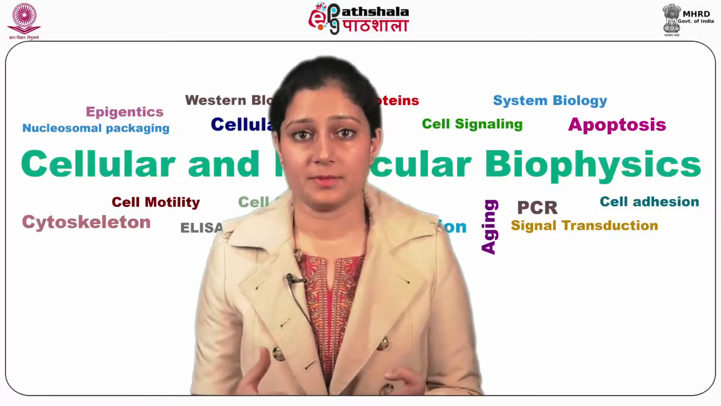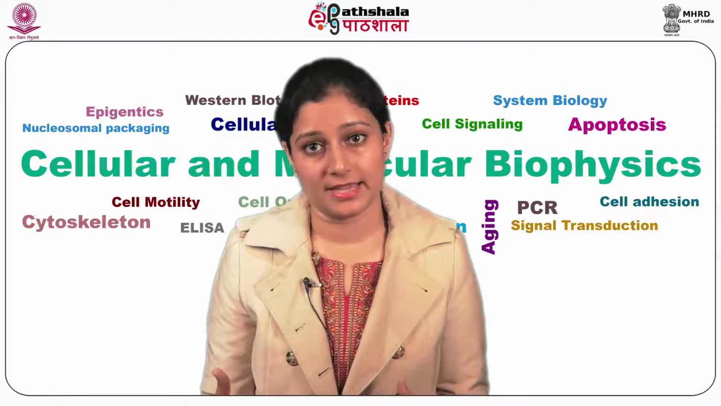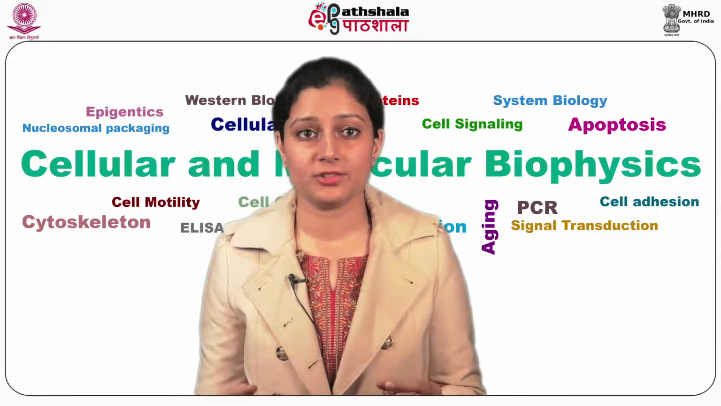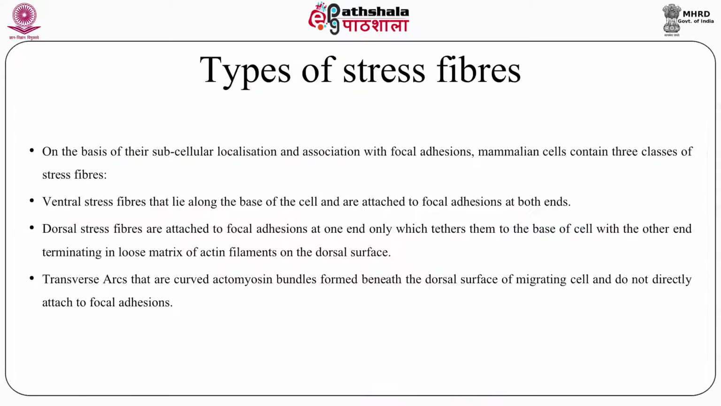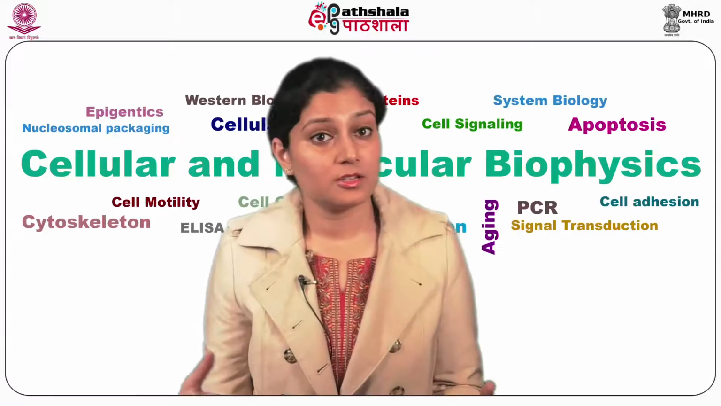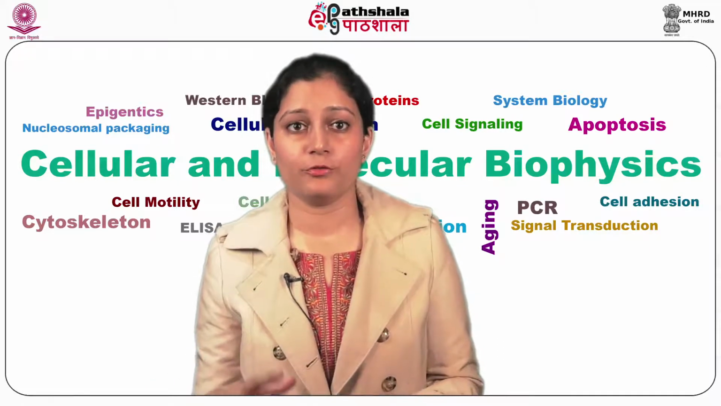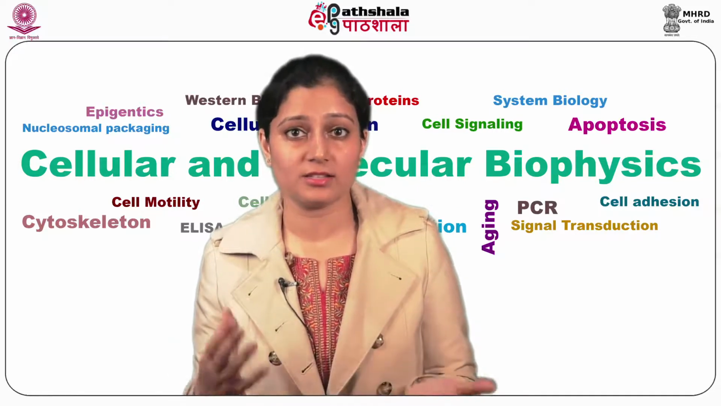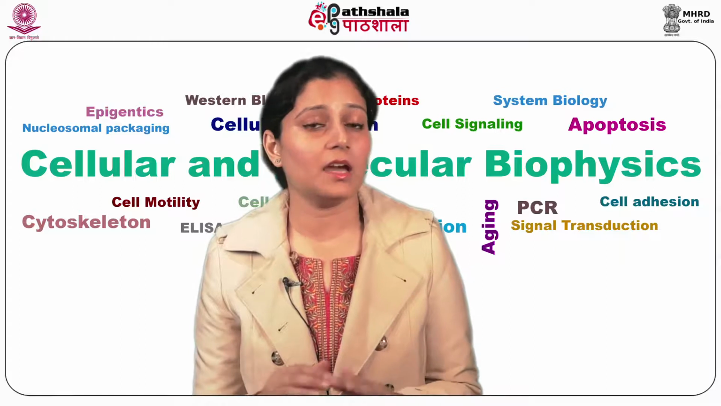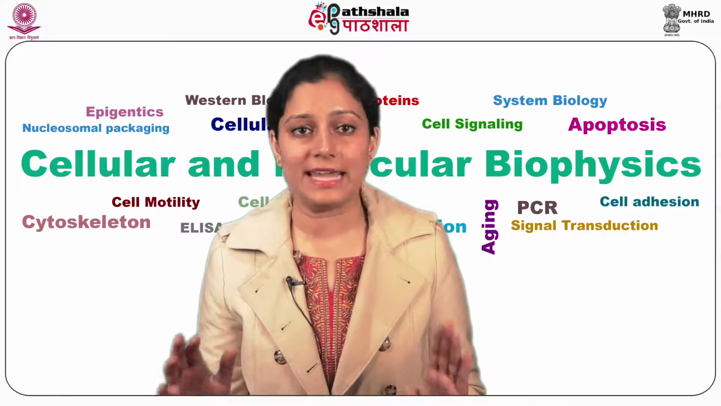The ventral stress fibers that lie along the base of the cell are attached to focal adhesions at both ends. The dorsal stress fibers are attached to focal adhesions only on one end. This focal adhesion tethers them to the base of the cell, with the other end terminating in a loose matrix of actin filaments on the dorsal surface of the cell. The transverse arcs, on the other hand, are curved actomyosin bundles formed beneath the dorsal surface of the migrating cells. They are not attached to focal adhesions on any end.